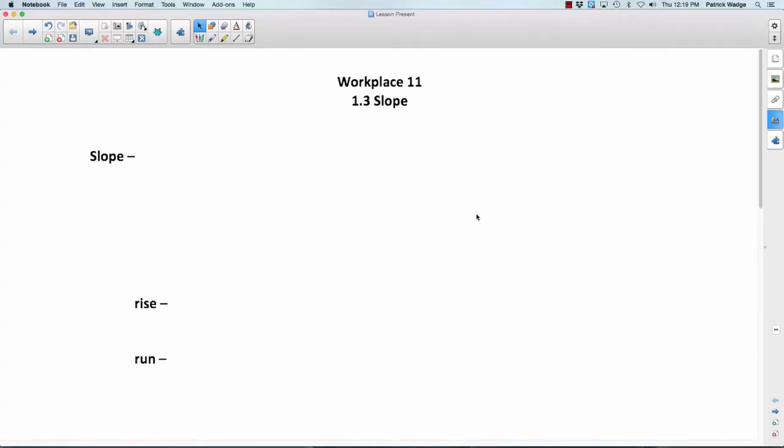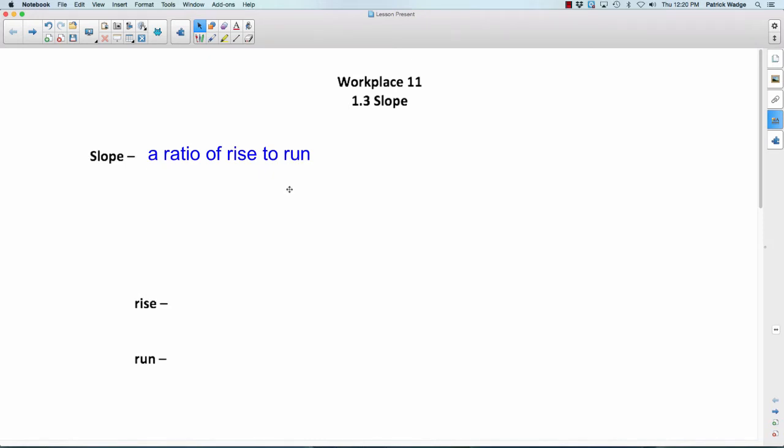Okay, Workplace 11. Here's our third lesson in Chapter 1. We're going to talk about slope today. Now, that might seem a lot different than what we've been doing. We've been doing ratios and rates and proportions, and then boom, suddenly we're talking about slope. But here's the reason it makes sense. It's because a slope is a ratio, there you go, a ratio of rise to run.